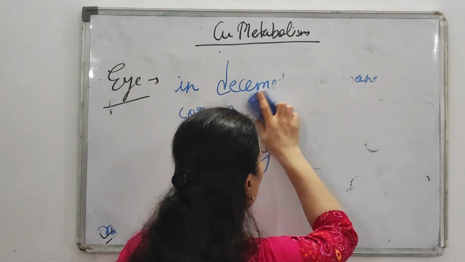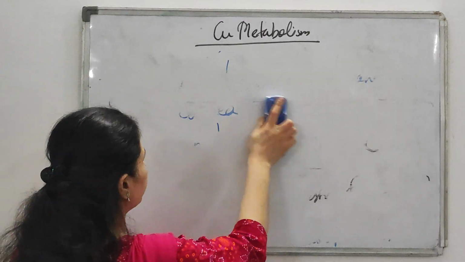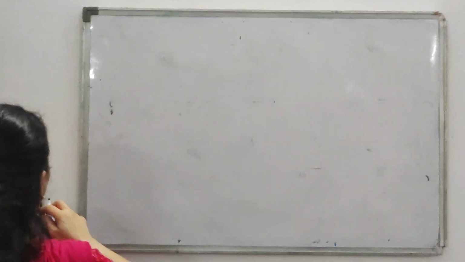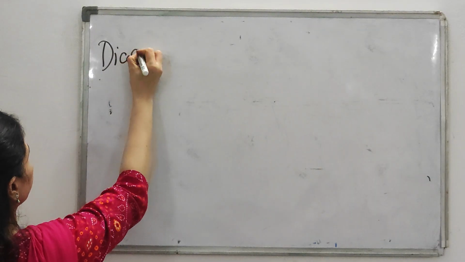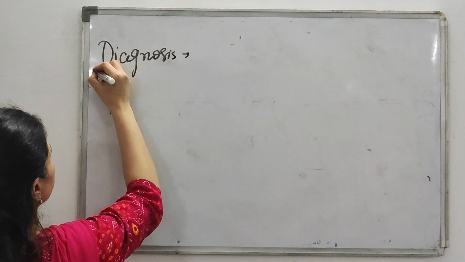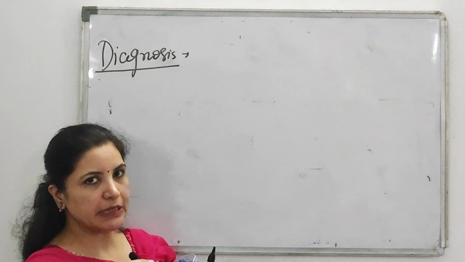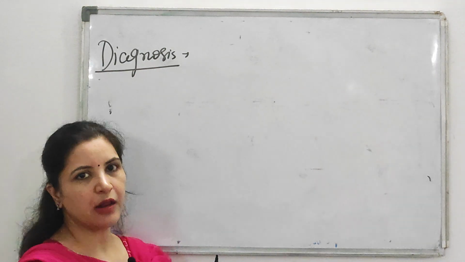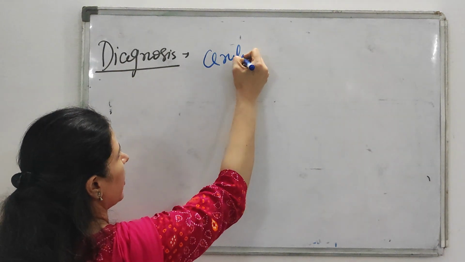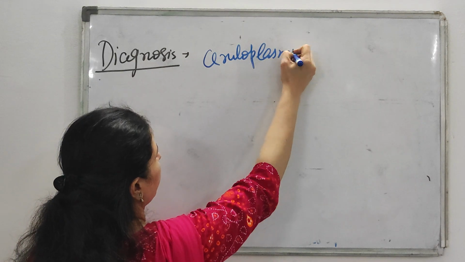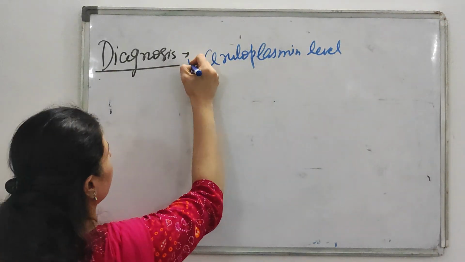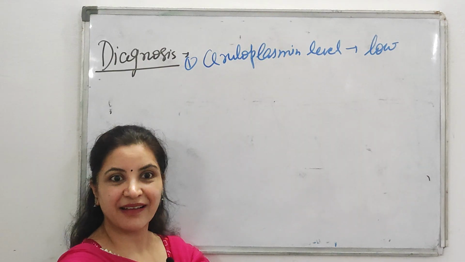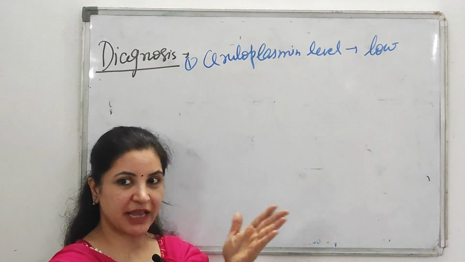Now comes the diagnosis. How will you make the diagnosis of Wilson disease? First, if the ATP7B gene is defective, is copper incorporated into ceruloplasmin? No. Then what about the ceruloplasmin level, low or high? It will be low, because the incorporation is not happening, as the ATP7B gene is not functioning.